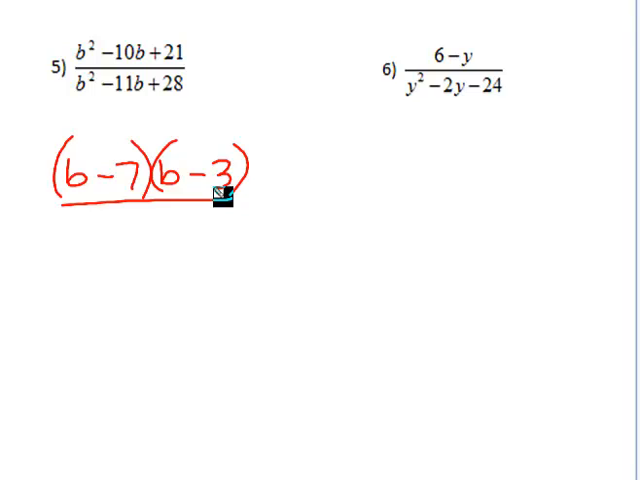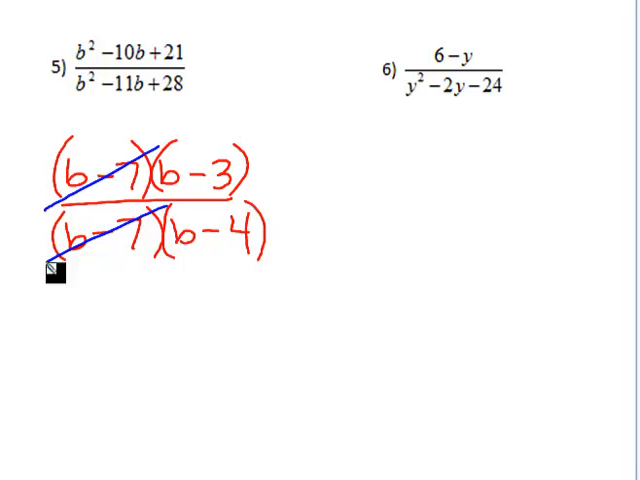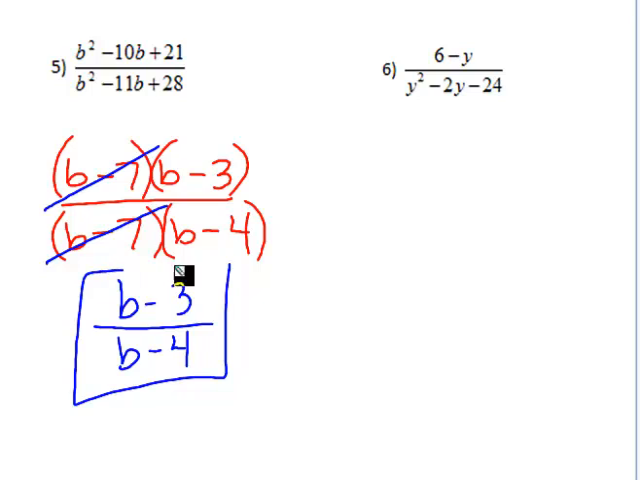Okay, now the denominator, we're going to try to factor it. We know the first terms have to be b and b. Now we want factors of our last term of 28 that'll give us an outside and an inside of minus 11b. 7 and 4 are both negative. Good. Okay, so which one will cancel here? Good. The b minus 7s will cancel. They're exactly the same. So we are left with b minus 3 over b minus 4. Is that one okay?